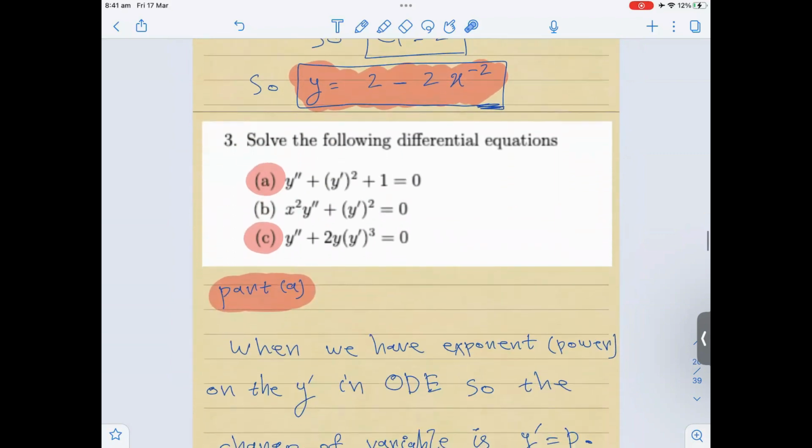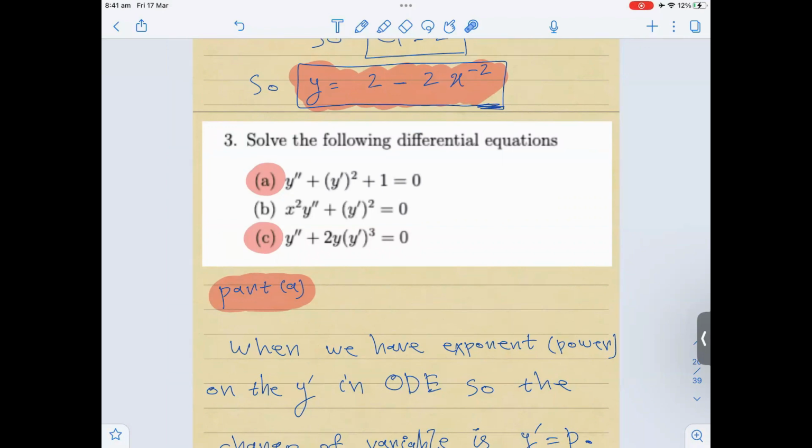Question 3. You will have one question about these questions in your mixed method. When you have y prime to be exponentiated, the trick of solving these questions is the change of variable, like y prime equal to p. So the part A solution in this tutorial solution is not correct. We will have the correct version now.